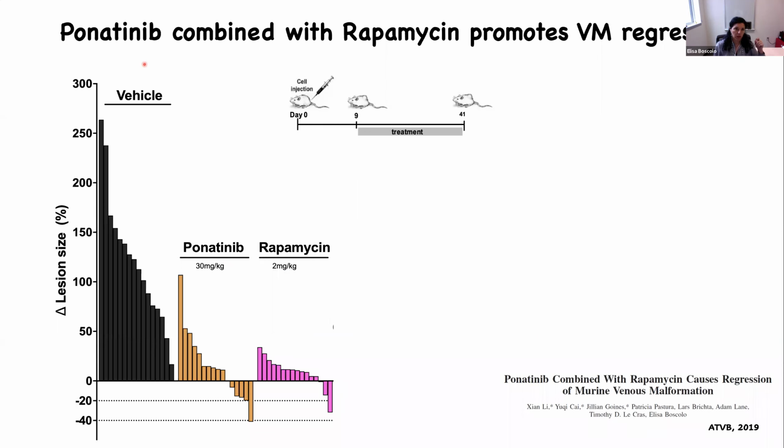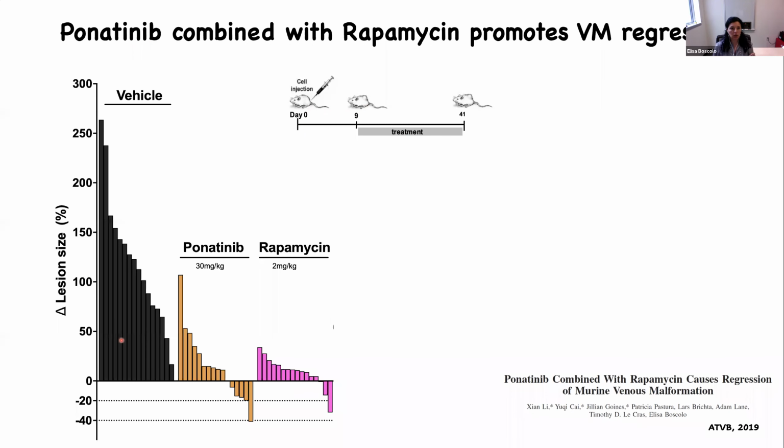We chose ponatinib. I don't have all the data on how we came to choose it, but compared to the other ABL inhibitors, this was the strongest and the one that we could use at a smaller concentration. We performed experiments in mouse, again in the xenograft. We injected the mutant cells, we let the lesion form, and then treated.